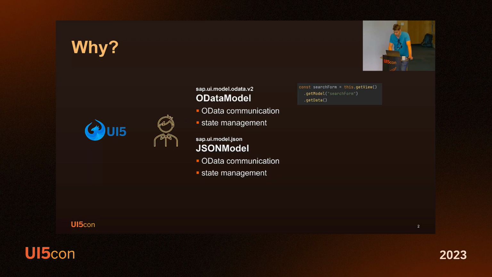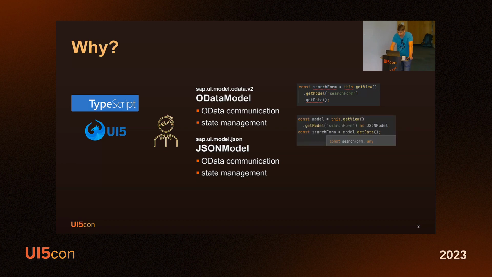Let's imagine this is your typical code to retrieve data, for example. But as soon as you integrate TypeScript into that, you get into some problems. As you can see, there's a lot of highlighting going on there, mentioning some errors. You can mitigate that problem a little bit by casting it to a JSON model explicitly. But in the end, whenever you retrieve the data, you have no types for your data model. So you're left with any, which is not good, obviously.